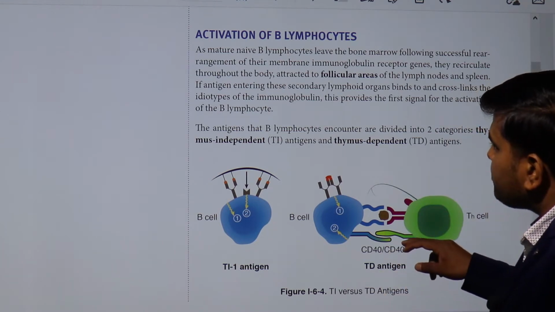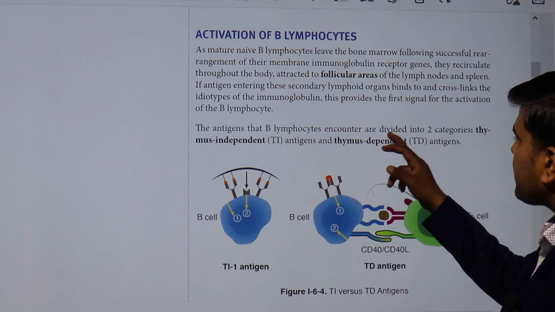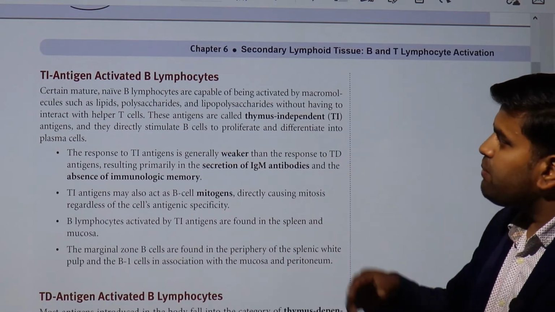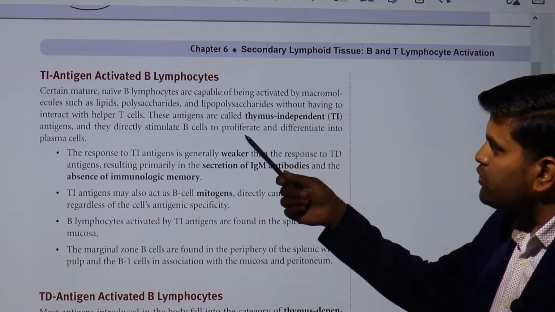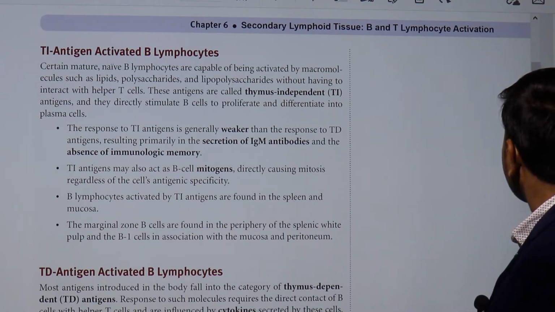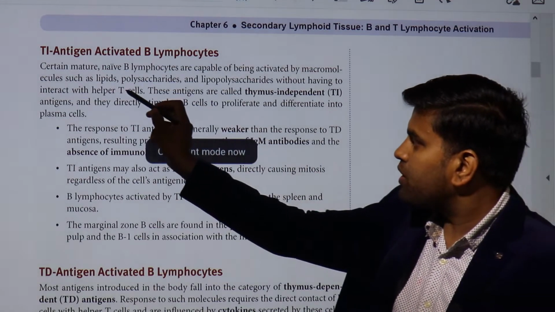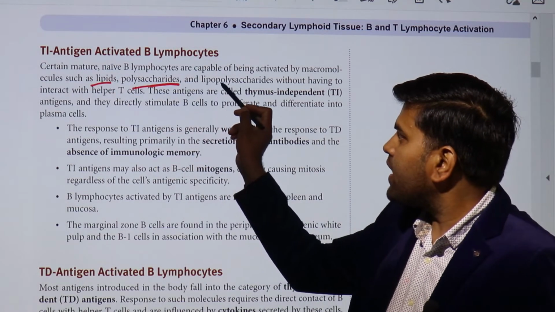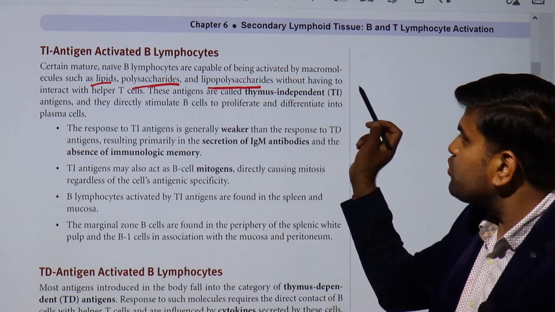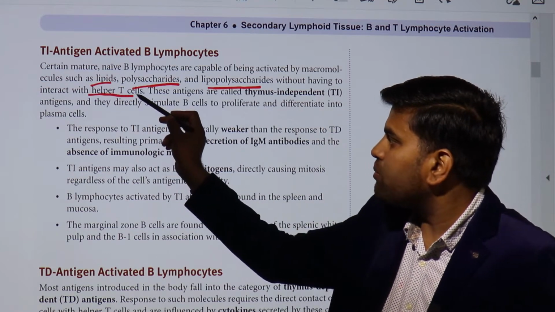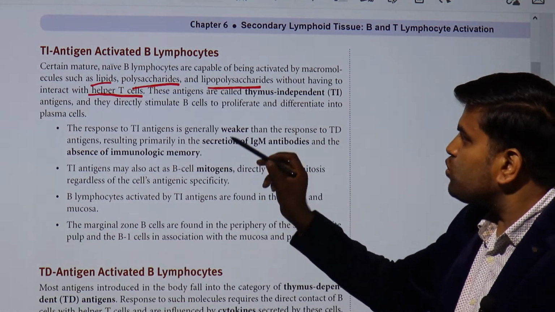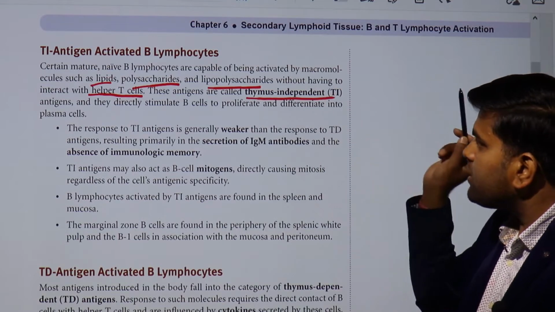Okay, the antigens that bind to the B lymphocyte are divided into two categories, Thymus independent and Thymus dependent. Certain mature B lymphocytes are capable of being activated by macromolecules such as lipid, polysaccharide and lipopolysaccharide without having to interact with the helper T cell. So there is no involvement of the T cell, and this is Thymus independent, that is T cell independent. These antigens are called Thymus independent or T cell independent antigens.